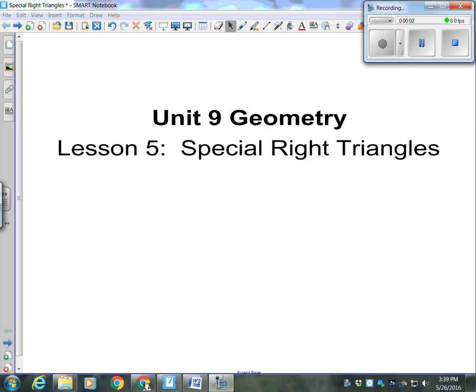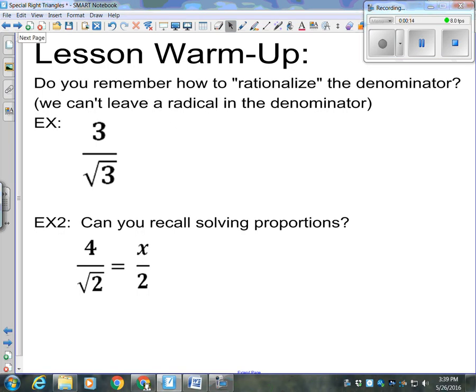Alright, this lesson is on special right triangles. It's the last lesson in the honors class for geometry. This will be the last lesson before the test. Alright, before we jump into the lesson, let's do a real quick warm up.